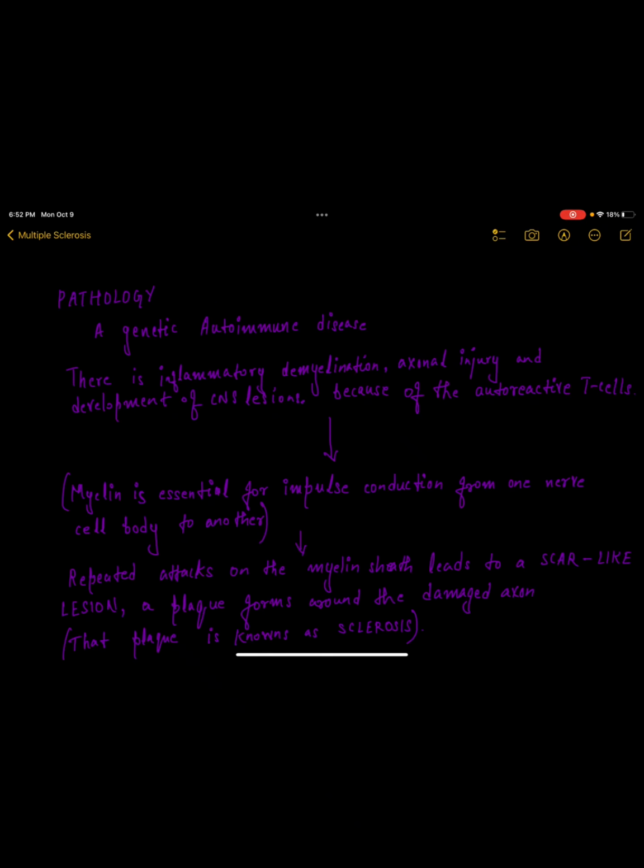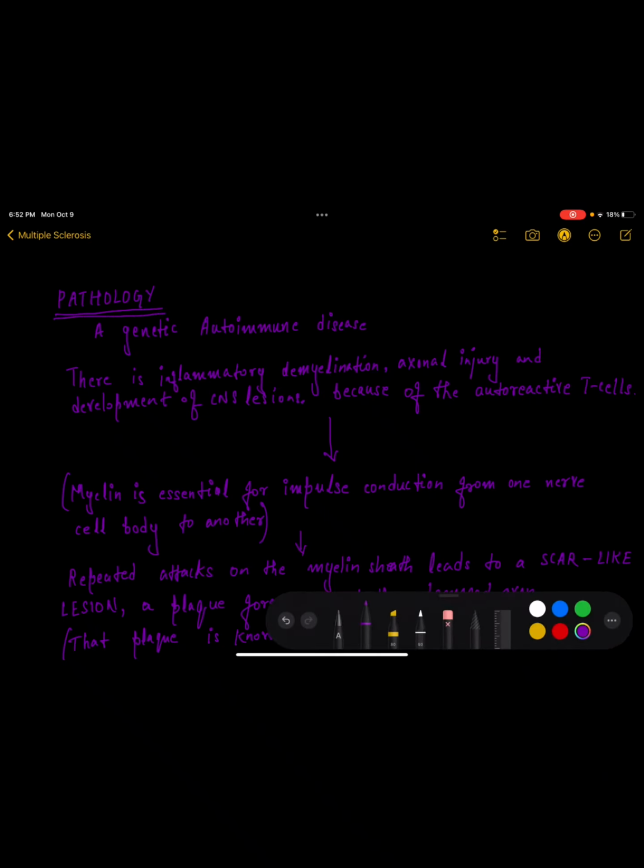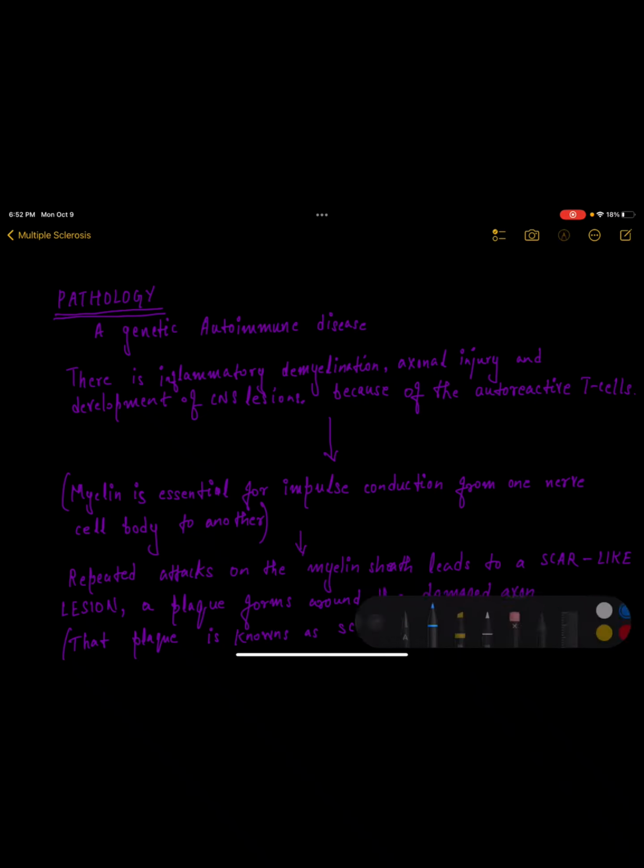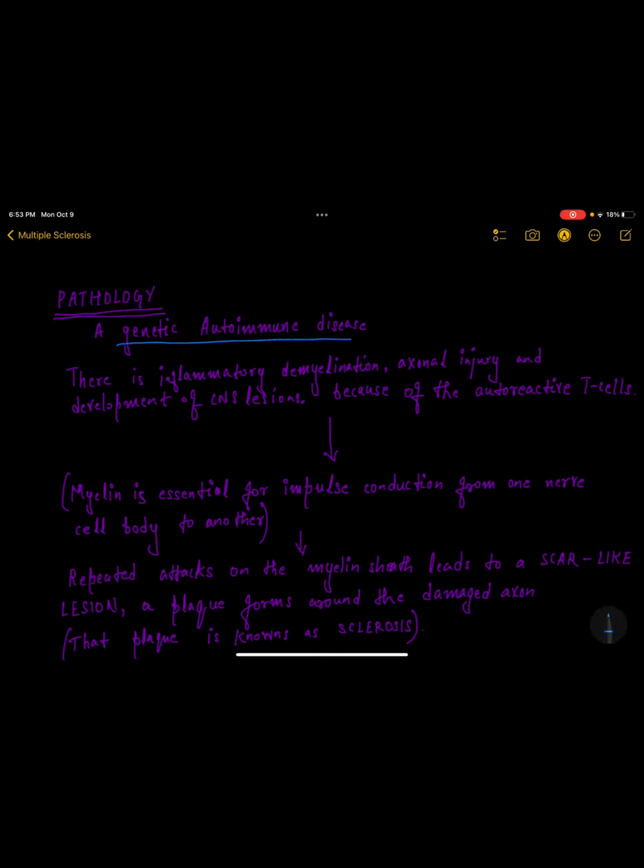So now the pathophysiology of multiple sclerosis. Multiple sclerosis is an autoimmune genetic disorder, meaning the genetic predisposition for this disease is already present in the body of the patient. In this disease there is presence of autoreactive T cells, and these autoreactive T cells are directed towards the myelin sheath. They are asked to damage the myelin sheath of the neuron.